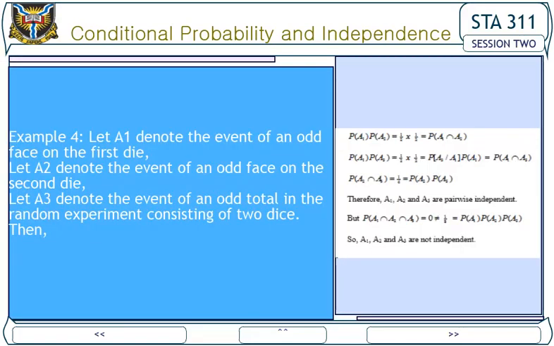Example 4. Let A1 denote the event of an odd face on the first die. Let A2 denote the event of an odd face on the second die. Let A3 denote the event of an odd total in the random experiment consisting of two dice. Then A1, A2, and A3 are pairwise independent. But P of A1 intersection A2 intersection A3 is equal to 0, which is not equal to 1 over 8, which is P of A1 times P of A2 times P of A3. So, A1, A2, and A3 are not independent.